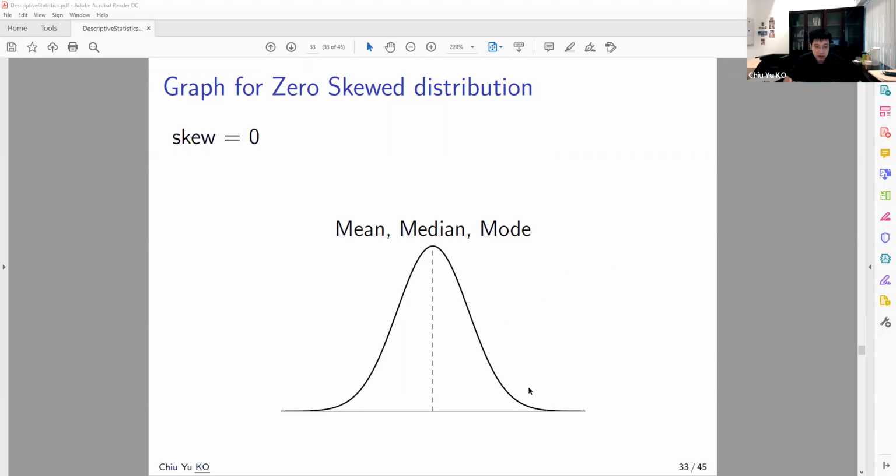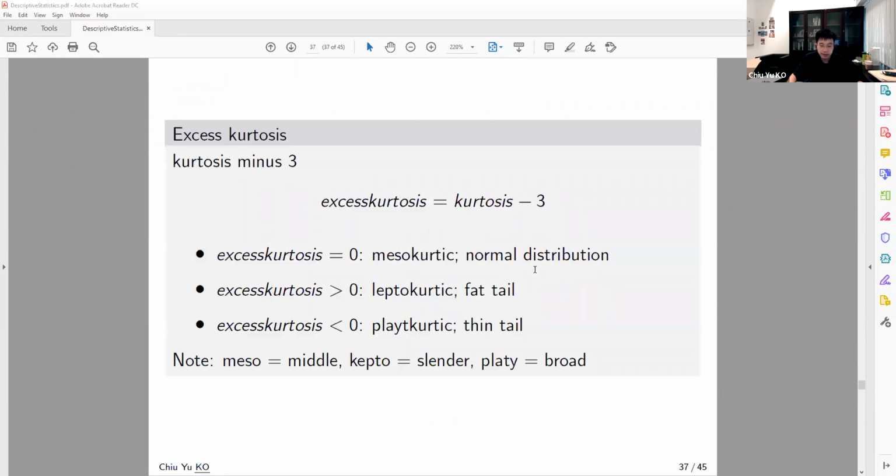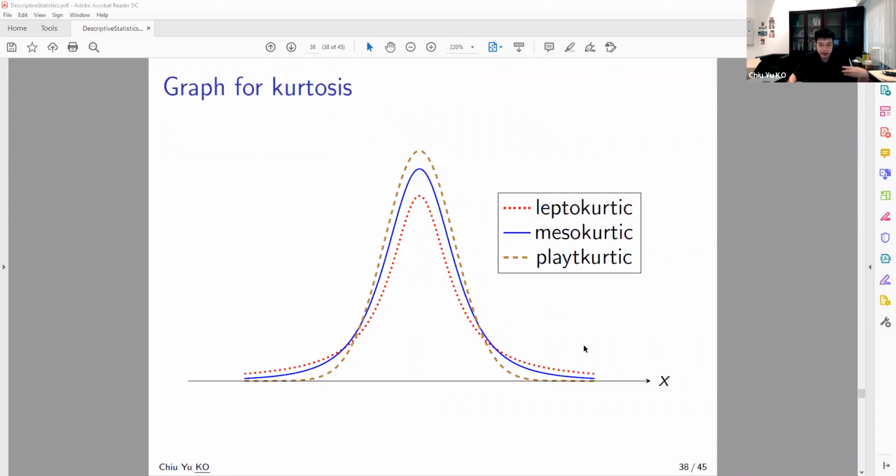And what the tail means: the tail is at the end, the far end. So what's thin or what's thick? You can see this. If the tail, the end point, has very low probability, very light probability, then it's thin. The red one is called fat, okay? And fat and thin are compared to the normal, as we said. Normal is 3. If fatter than normal, then it's fat. If thinner than normal, it's thin. That's the idea.